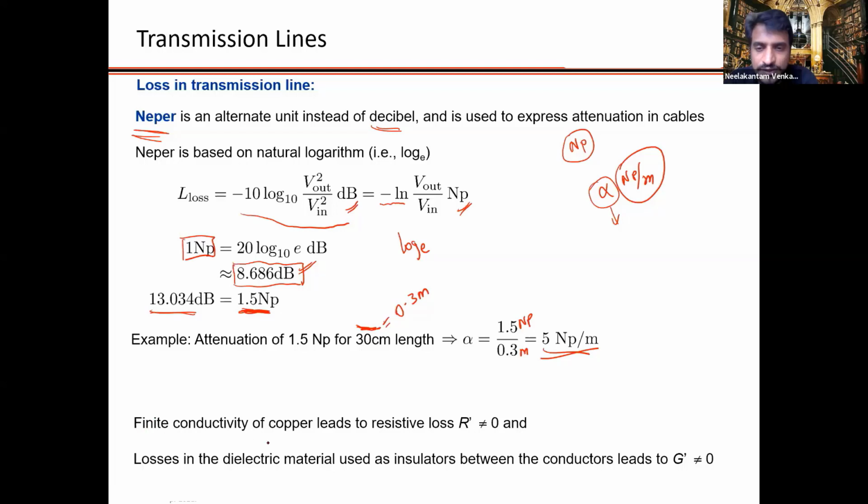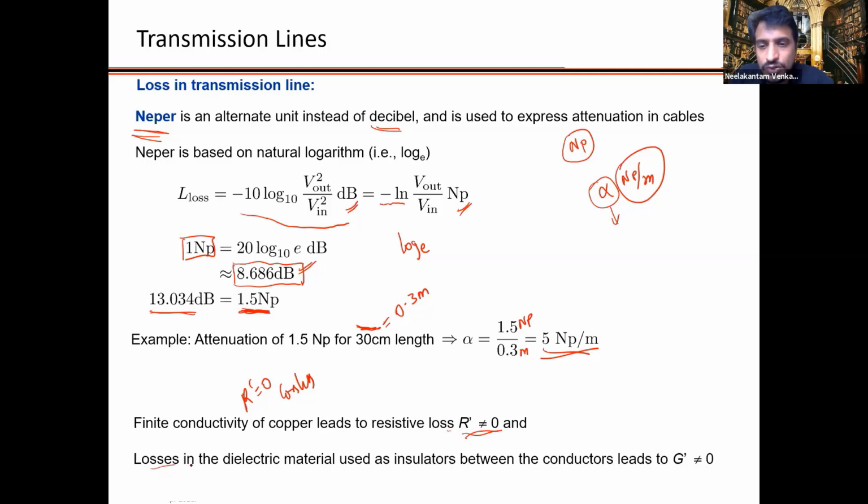A special case of lossless condition is when R' is equal to 0. But then copper, no matter how good a conductor, is not a superconductor. Even copper has losses in it. And because of that, your R' is not 0, and that's the killer. That's going to create losses in the signal.